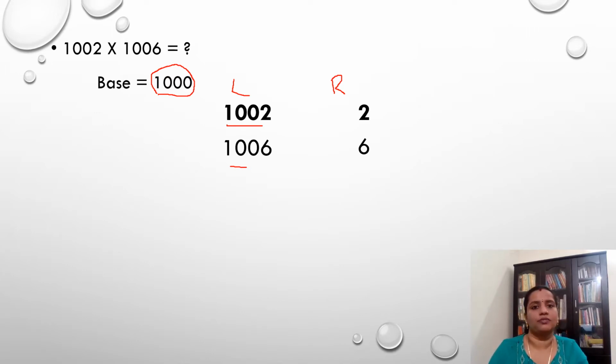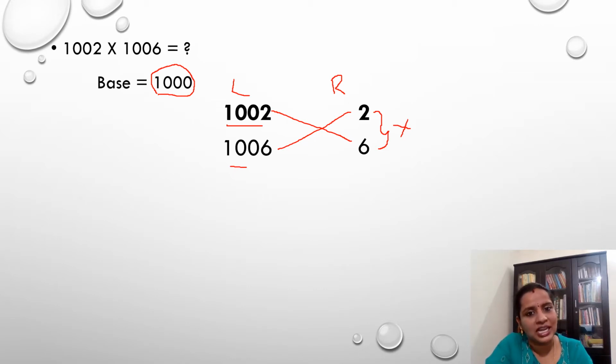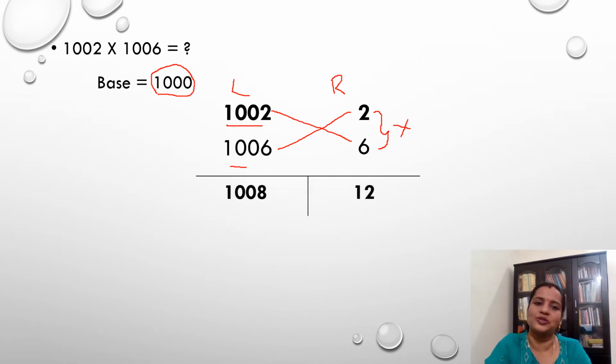What would be my next step? To get my LHS, I have to cross add the numbers. And for my RHS, I have to find the product of the answers which I got after subtracting the number by the base. By cross adding, 1002 plus 6 gives me 1008. Similarly, 1006 plus 2 gives me 1008. And in the RHS, 6 into 2 gives me 12.